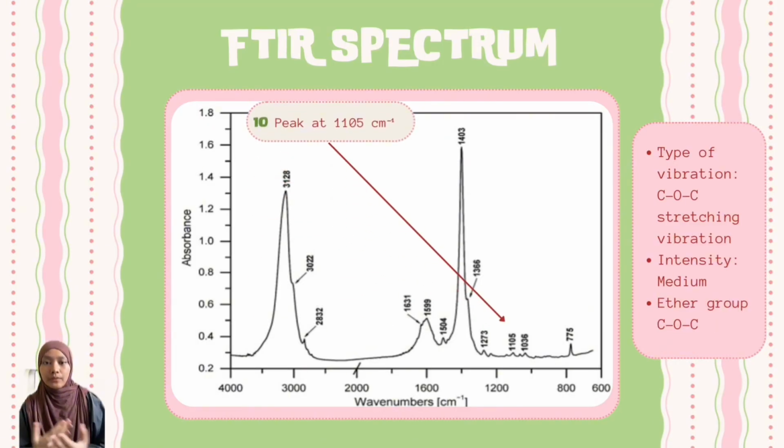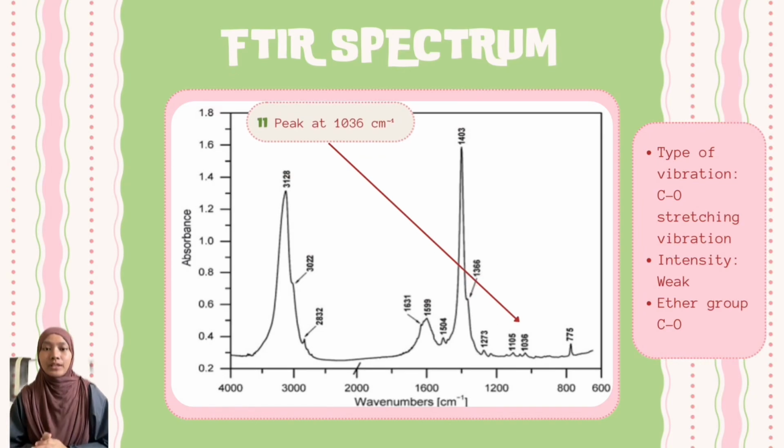The 1105 per centimeter peak corresponds to C-O-C stretching. This confirms the presence of ether linkages formed by the methoxy groups. The 1036 per centimeter peak is assigned to ether C-O stretching. Although weaker than the previous peak, it further supports the existence of ether functional groups in berberine.